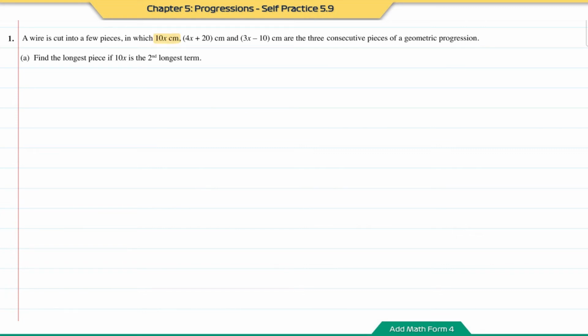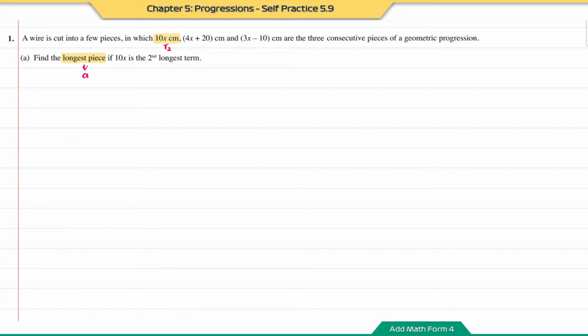So this 10x is the second term, T2, and this is the second longest term, which means the term before it, which is the first term, will be the longest piece. Therefore, this longest piece is actually referred to the first term, which is the a. Now, before we are able to find the a, we need to solve for the x first. As we know that in a geometric progression, if you divide two consecutive terms, you will get a common ratio.